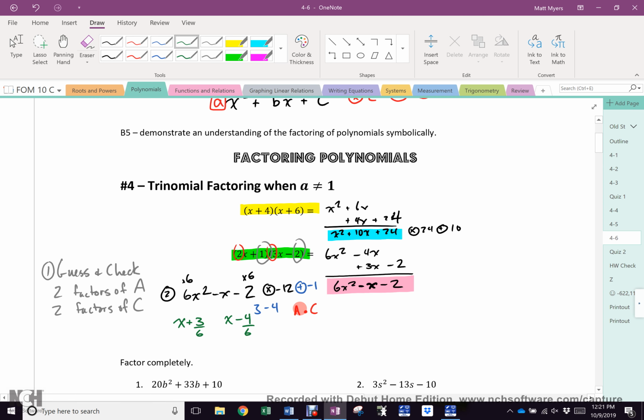So the first thing is A times C. That is new. I got to add to B. And then I got to divide by A. So I've divided by 6. Everybody cool? Now, Mrs. Bad Crumble would never let you leave that fraction, would she? What is that fraction? 1/2. X plus 1/2. Would she ever let you leave that fraction? No. X minus 2/3. Does everyone agree?